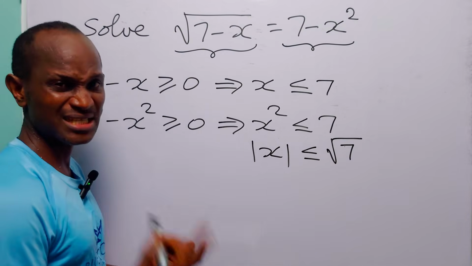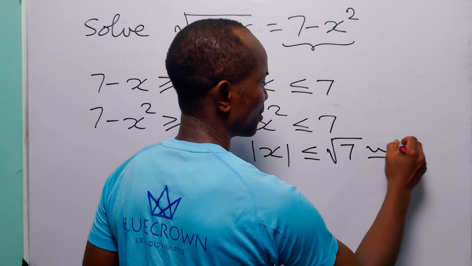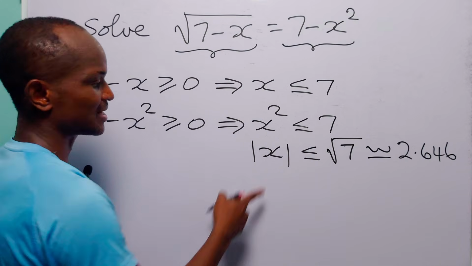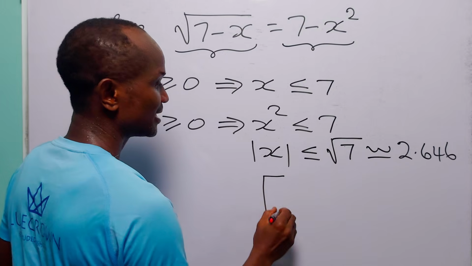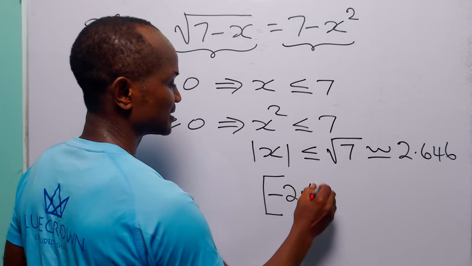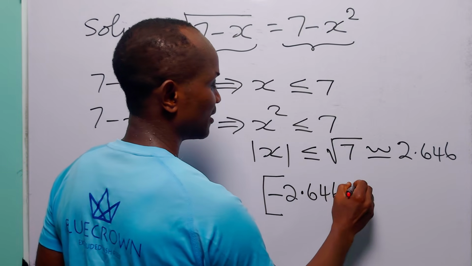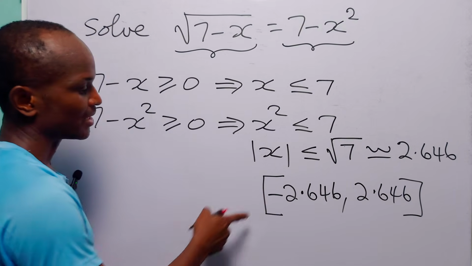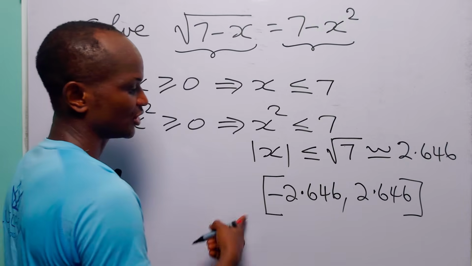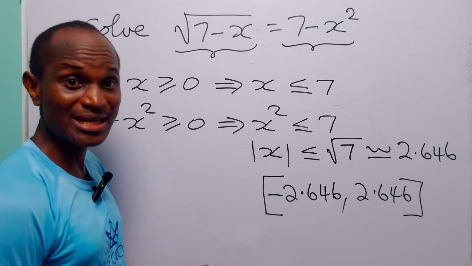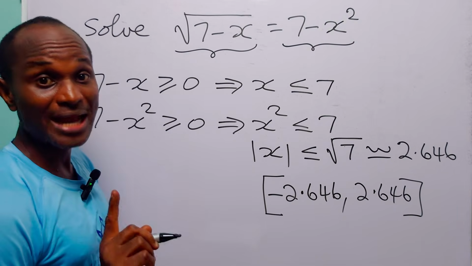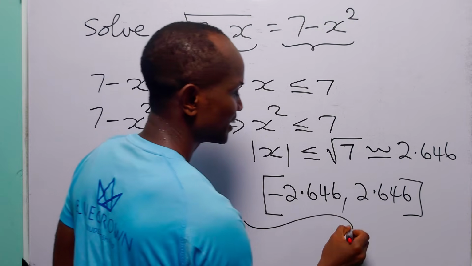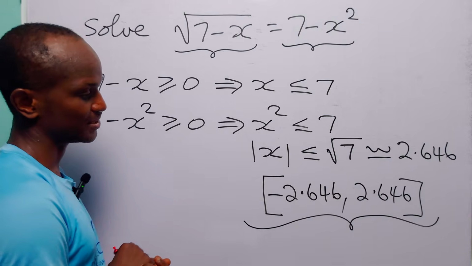Now, the square root of 7 is approximately equal to 2.646. So this simply means that x must lie within the range minus 2.646 and plus 2.646. When you look at these two conditions, you will see that the second condition is the stricter condition. So for a value of x to satisfy this equation, it must lie within this range of values.